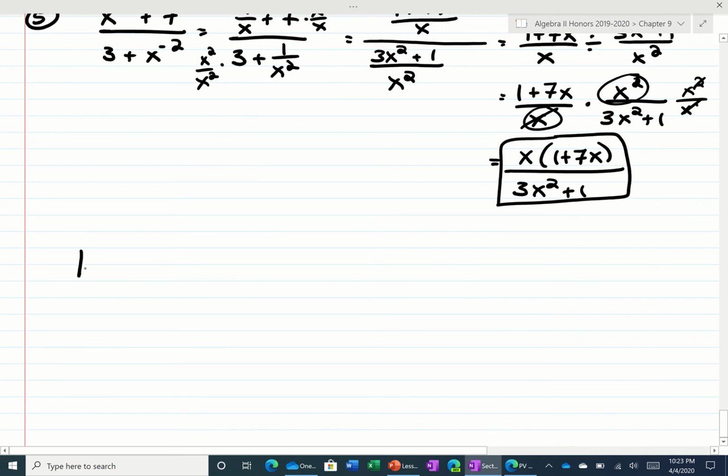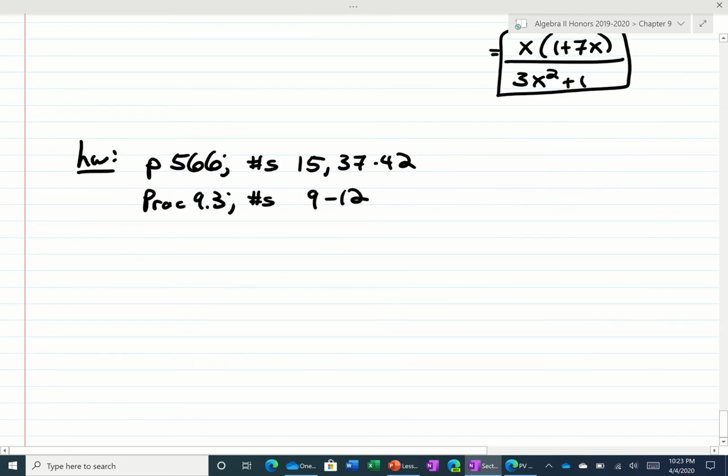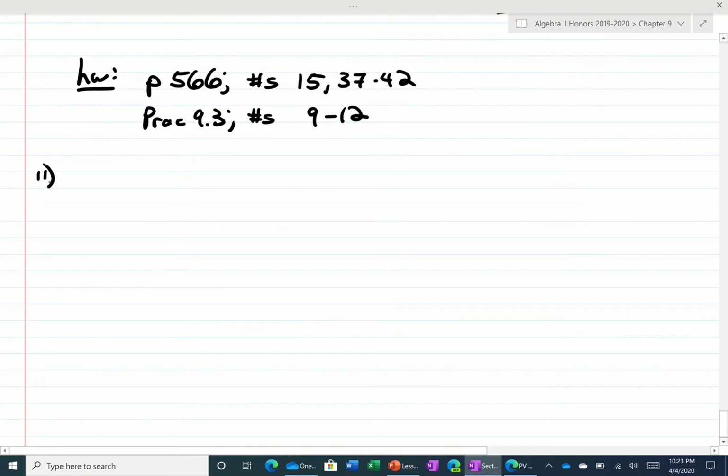For homework, what I would like you to please do is on page 566, numbers 15, 37 to 42. And on practice 9.3, I would like you to please do numbers 9 to 12. Now on practice 9.3, I put a picture of it on my Google Classroom, but there are going to be problems where it's like the last couple examples, like number 11. I'll do this in the homework review, but it's a little bit hard to see.